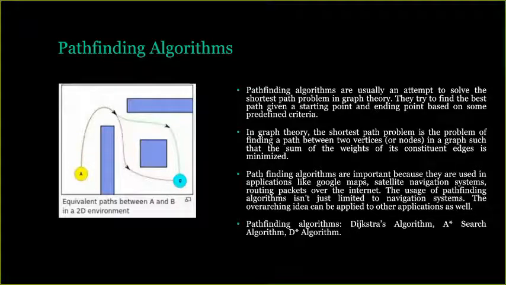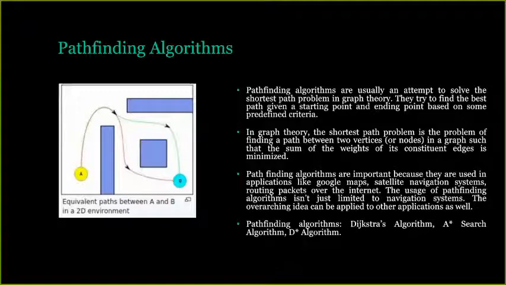So in the scope of graph theory, the shortest path problem is the problem of finding a path between two vertices, which is pretty obvious, but this path can't be a random one. It should be the one in which the sum of the weights of the graph's edges is minimized. So essentially, all this sentence is trying to say is find the shortest path between two nodes.